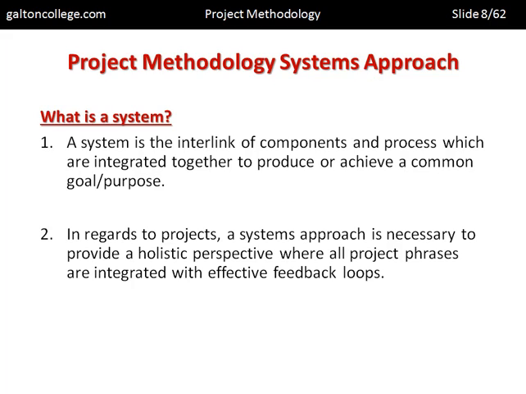In regard to projects, a systems approach is necessary to provide a holistic perspective where all project phases are integrated with effective feedback loops. In other words, the systems approach is necessary to give an overall picture of the project. So in looking at the project, the observer, the person who's considering the project, is looking at a holistic perspective, looking at the whole project from start to finish. So it's holistic. But clear within that are the linkages. The linkages to different departments, different functions, different components, different personnel. The various linkages are indicated. And these may be coming from outside of the project. But the project itself is seen holistically. It's seen as a total project. It's seen with a start and an end. It's one complete project.